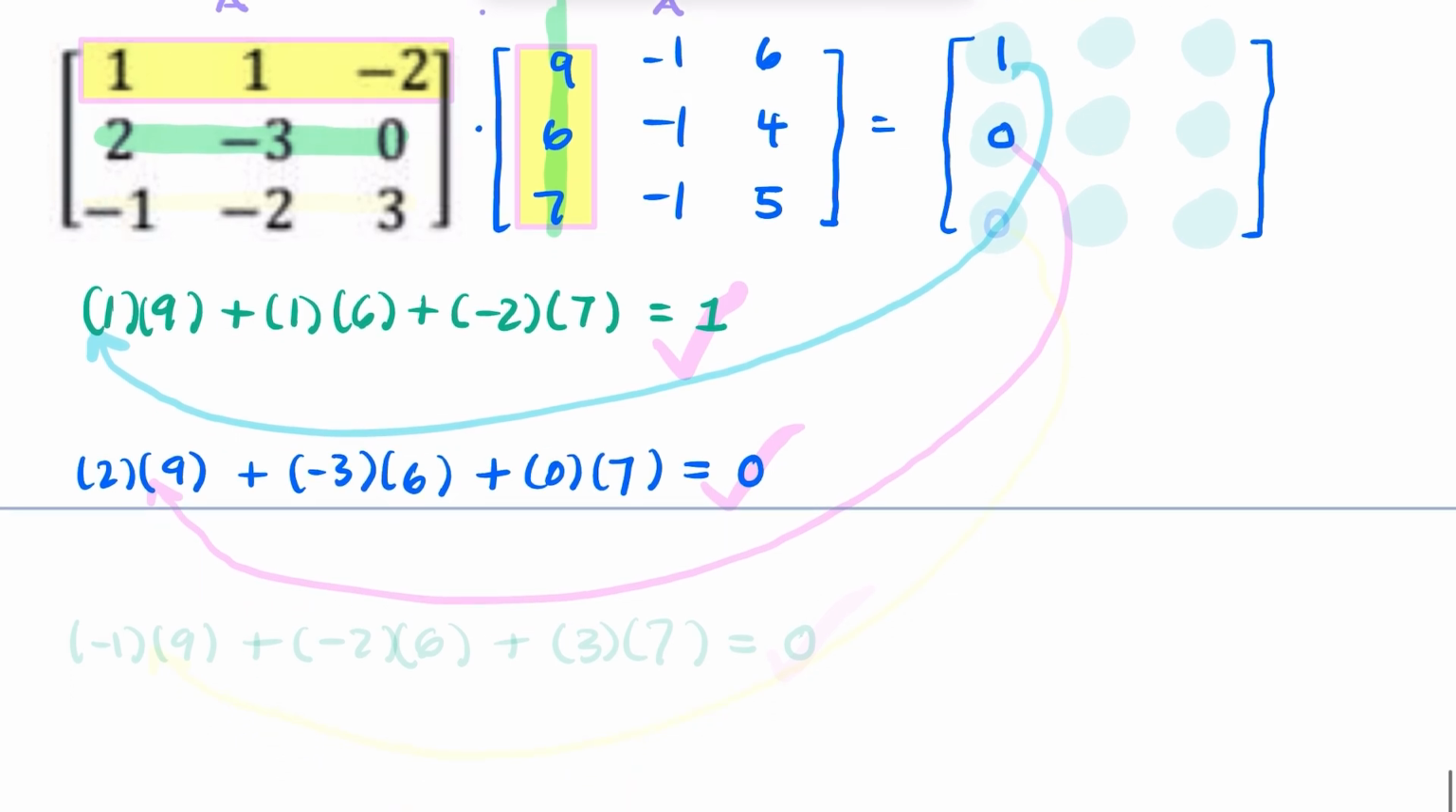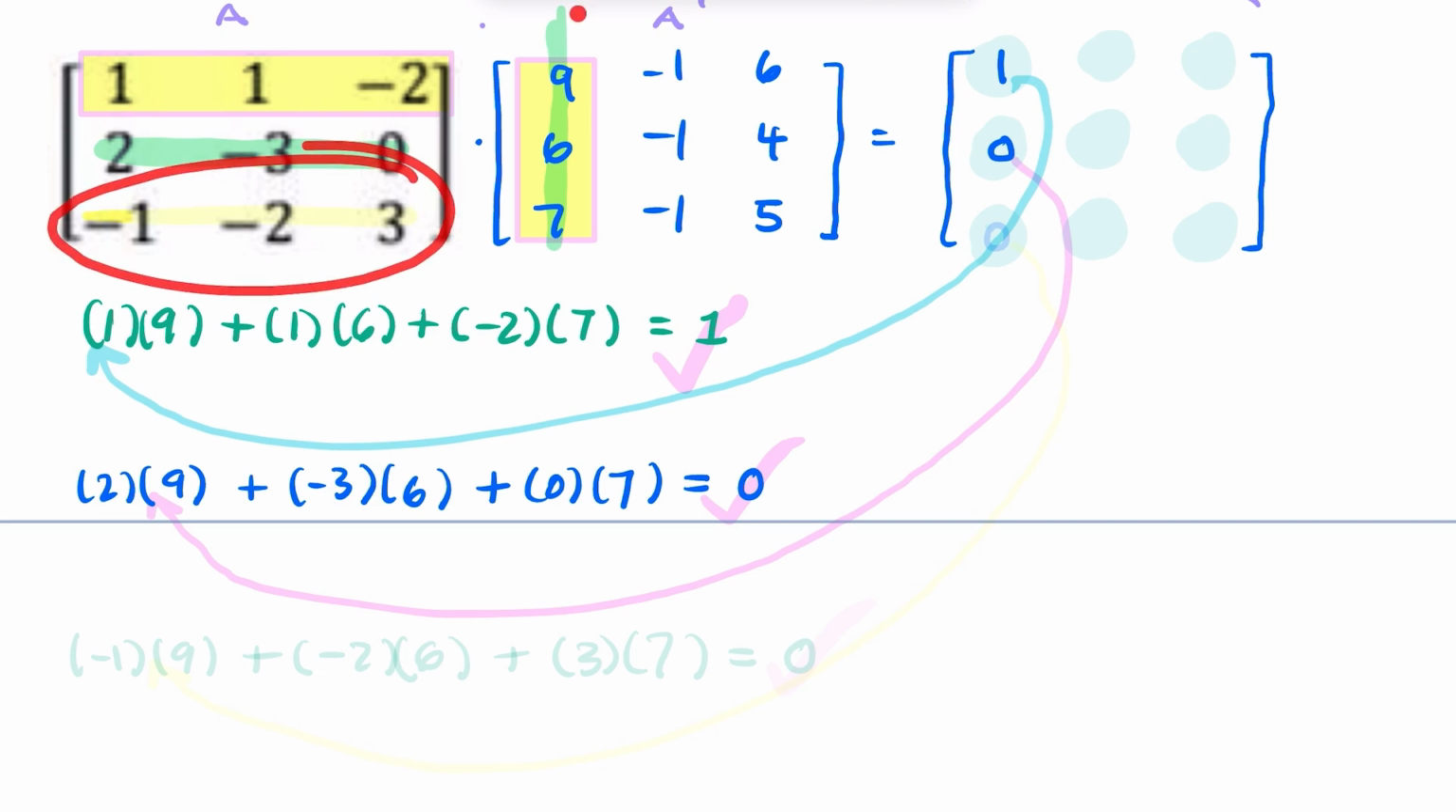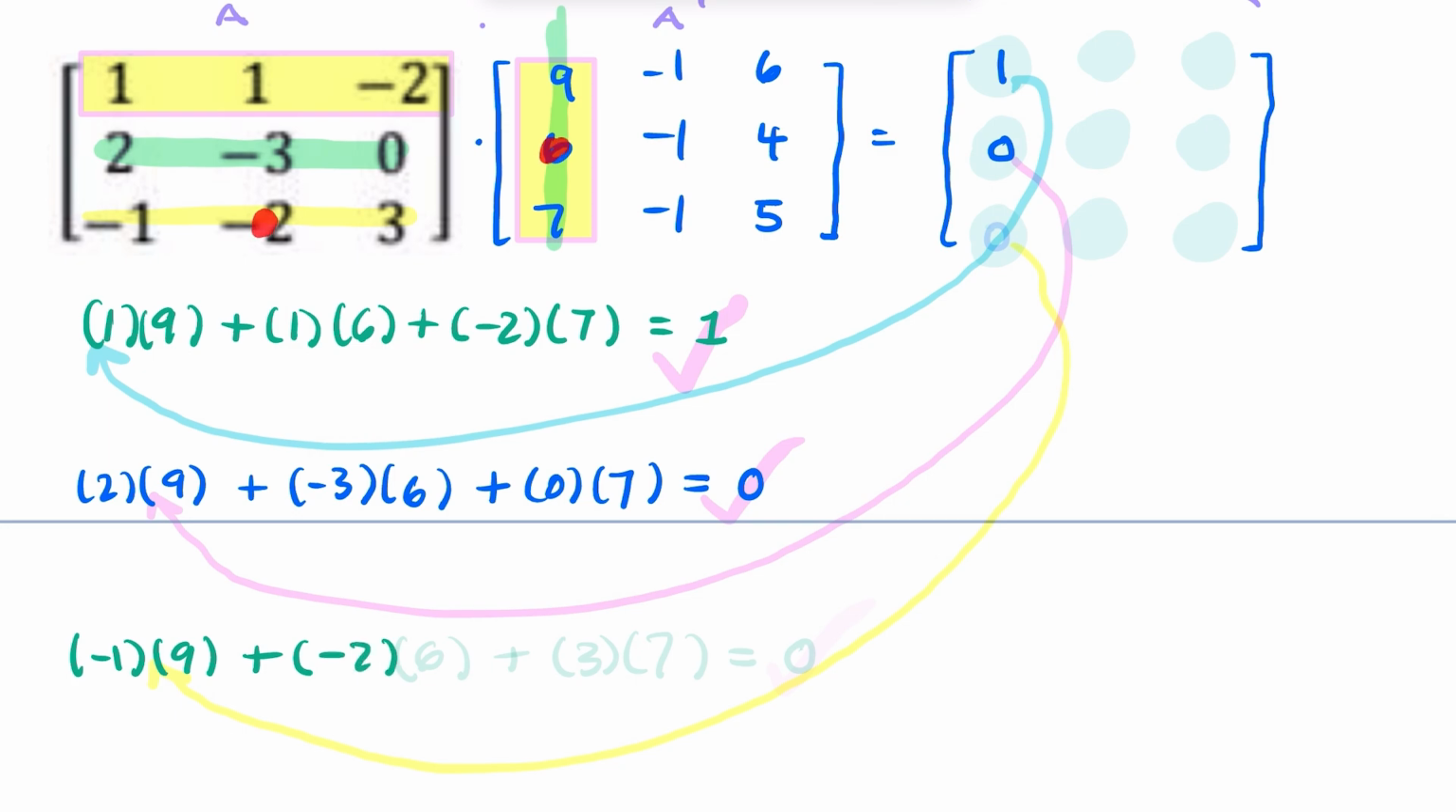And finally, we're going to multiply this last row by the same column. So that's this cell here. And that's going to give us negative 1 times 9 plus negative 2 times 6 plus 3 times 7. So that's minus 9 minus 12 is minus 21 plus 21 is 0. And again, that's what we were expecting from the identity matrix.